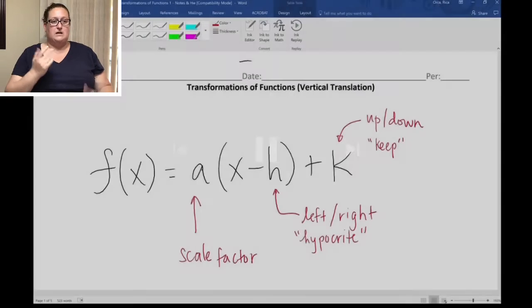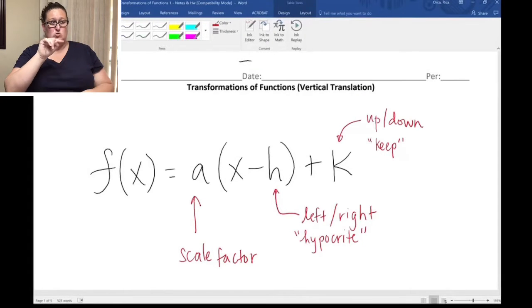Welcome back. Today we are looking at transformations of functions, vertical translation, and this is part 2 of our lesson.